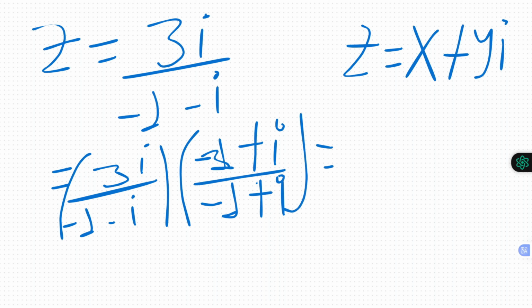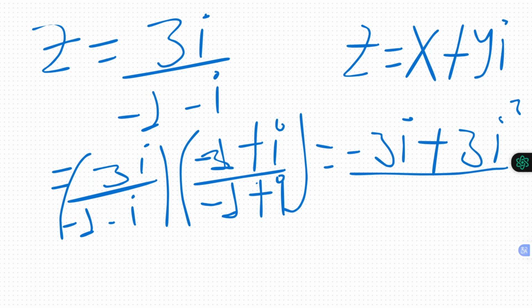Then we get 3i times minus 1, which is minus 3i, and 3i times i, which is 3 i squared. In the denominator, minus 1 times minus 1 is 1, negative 1 times i is negative i, and negative 1 times negative i is positive i. So negative i plus i is 0. Then minus i times i gives minus i squared.